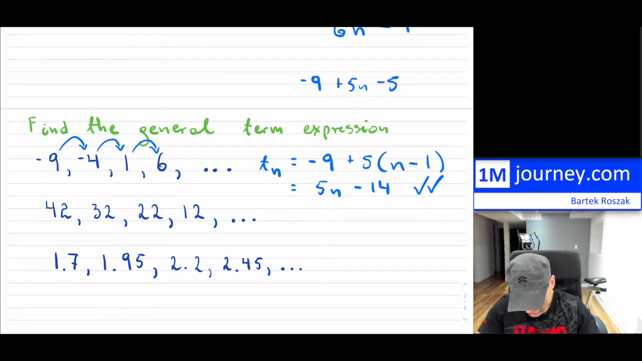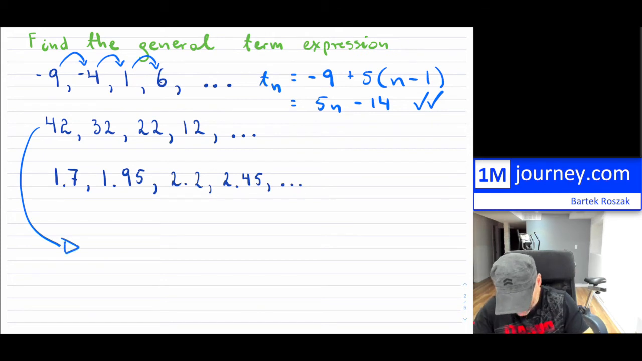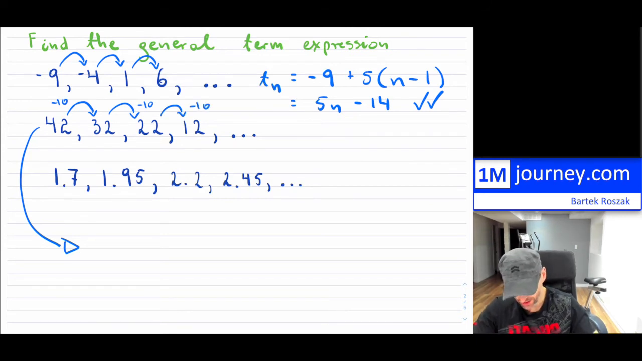Now, for the next one, for this sequence, let's see if it's an arithmetic sequence. This one looks like it's decreasing, and it's decreasing by -10, -10, -10. So what does that mean?